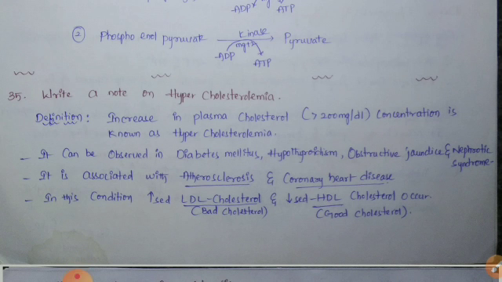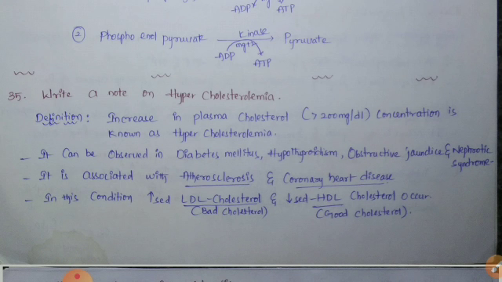Hypercholesterolemia can be defined as an increase in plasma cholesterol concentration. Generally, the cholesterol concentration must be lower than 200 mg per dl in healthy individuals. But in the case of hypercholesterolemia, the concentration of cholesterol in plasma increases to more than 200 mg per dl. That condition is known as hypercholesterolemia.